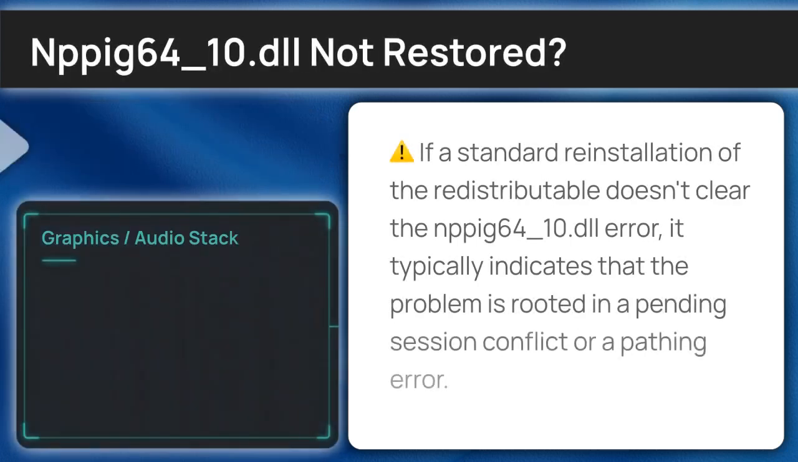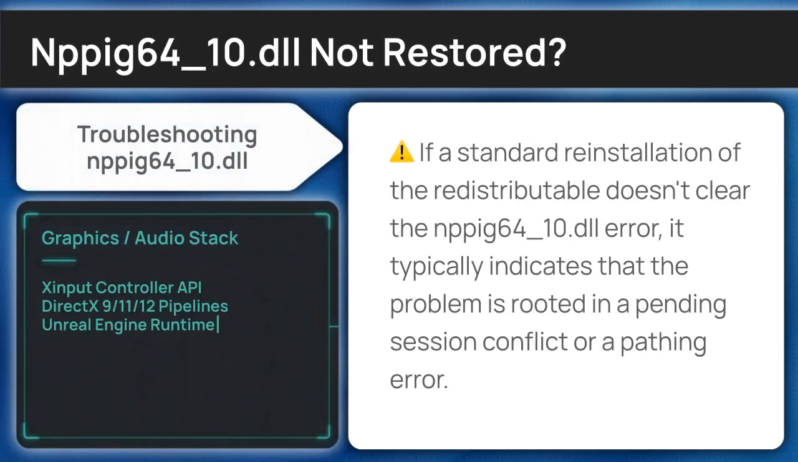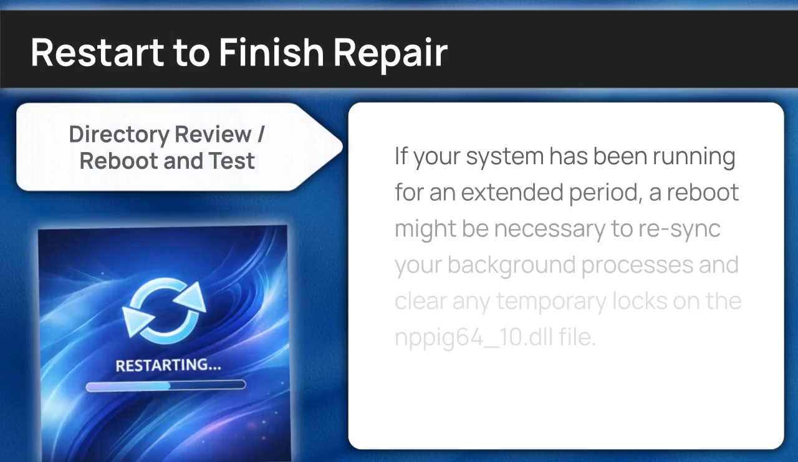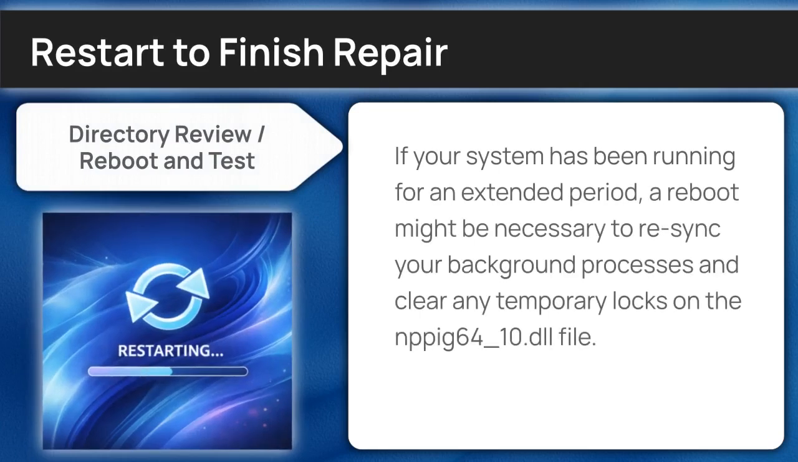When a fresh installer fails to clear the error, it typically points toward a deeper conflict within the Windows execution layer. A quick system restart is a practical way to ensure that all shared libraries, including NPP 64, are being loaded correctly into the current session's memory.